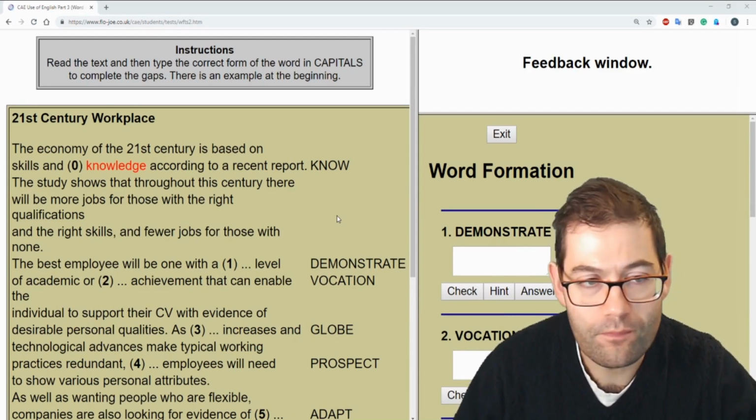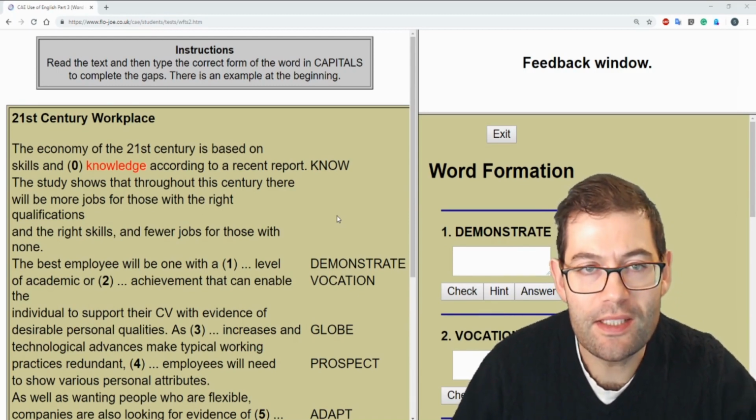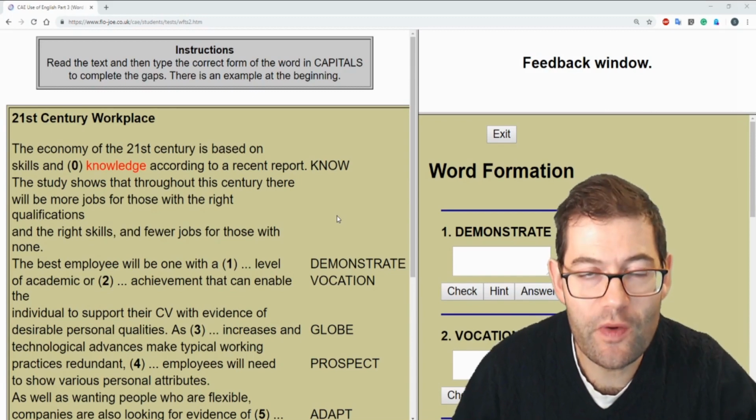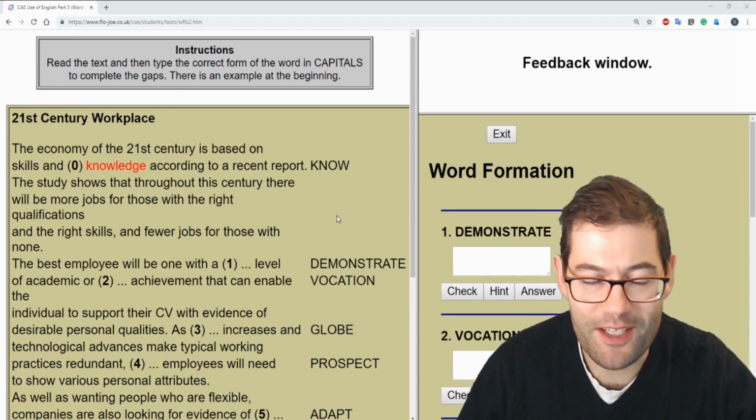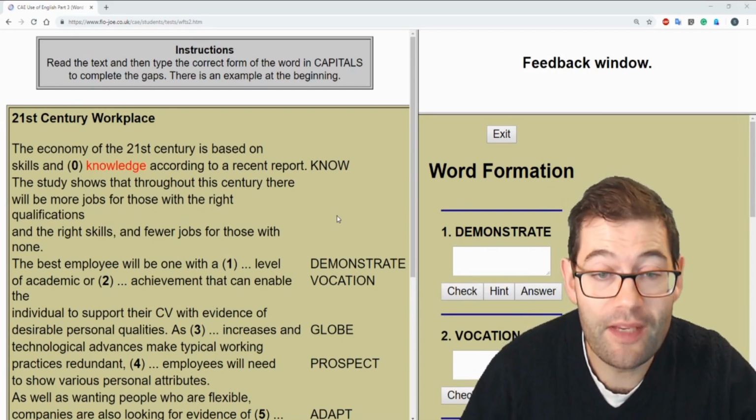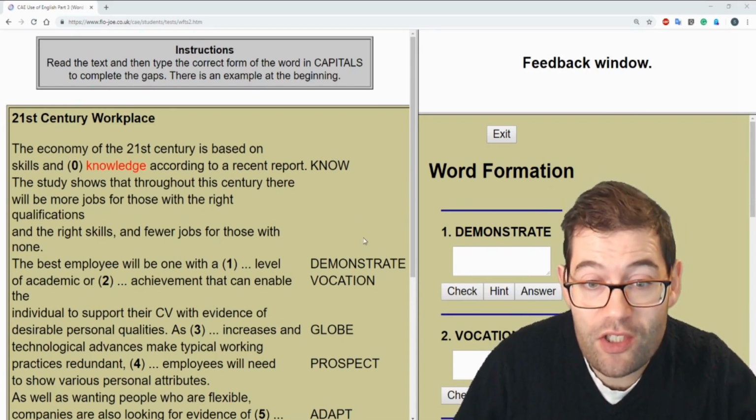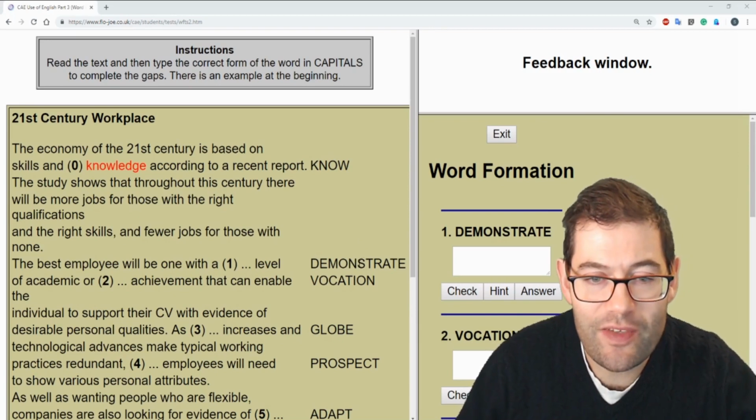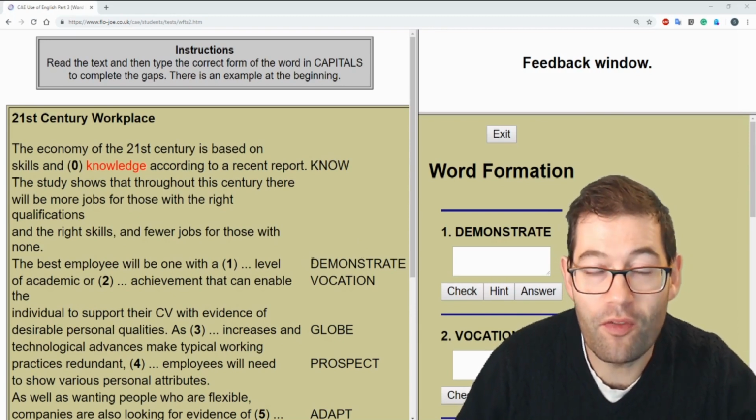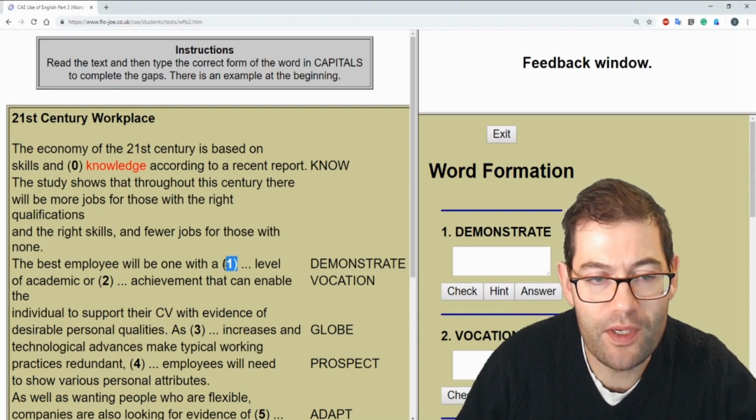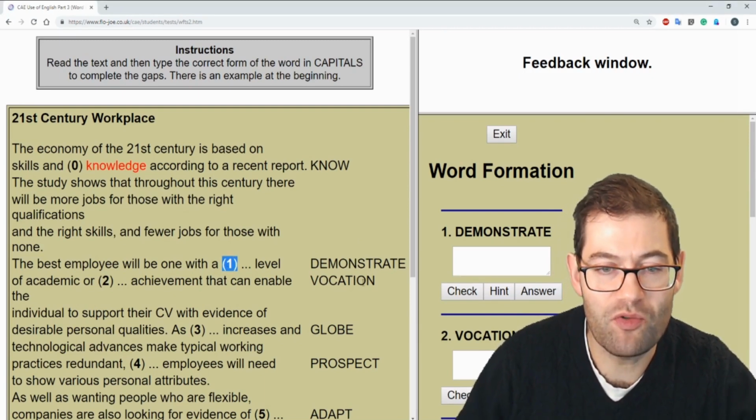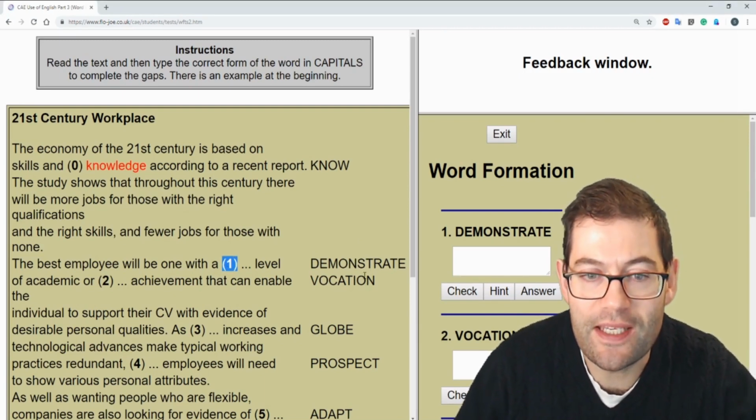Today we're having a look at a CAE word formation exercise from the excellent website at flo-joe.co.uk. Before we get into the exercise, let's just go over the basics, just in case you haven't done one of these before and you want to know how to do it properly. First of all, you've got to change the word in capital letters at the end of each line, and that word on that line has got to go into that gap. So if we have a look at number 1, for example, you've got to choose demonstrate. You can't choose vocation or any other word.